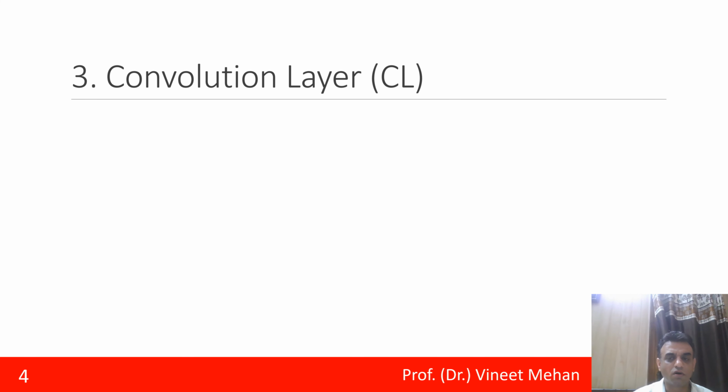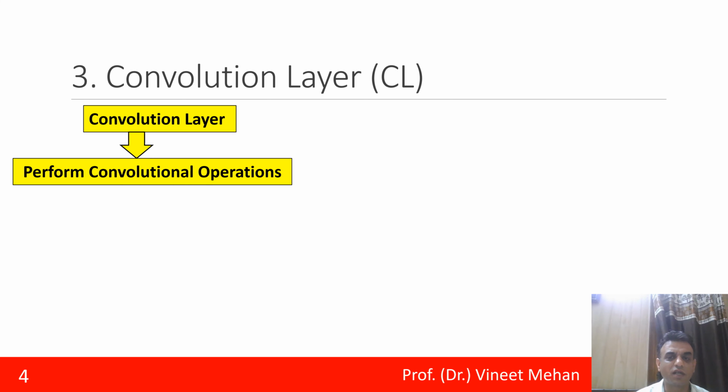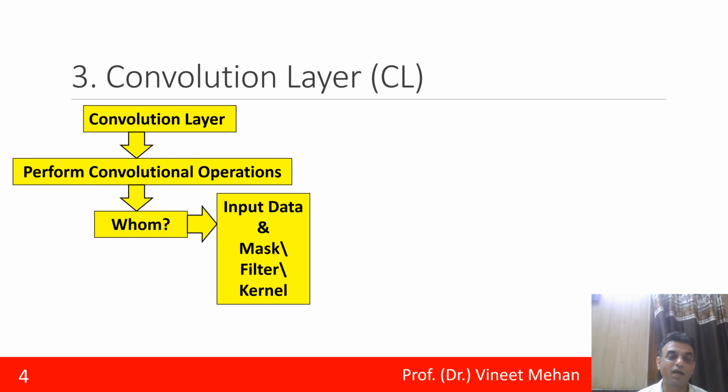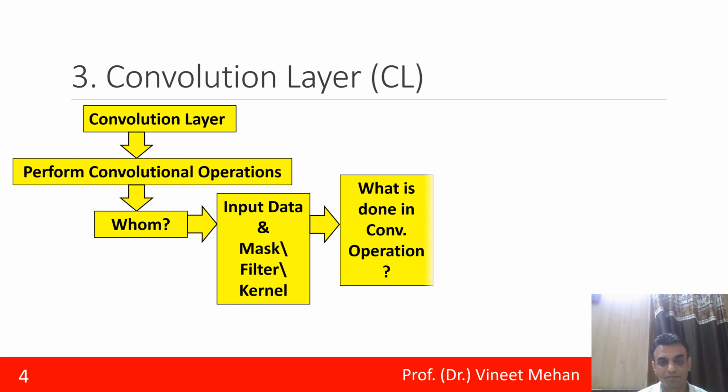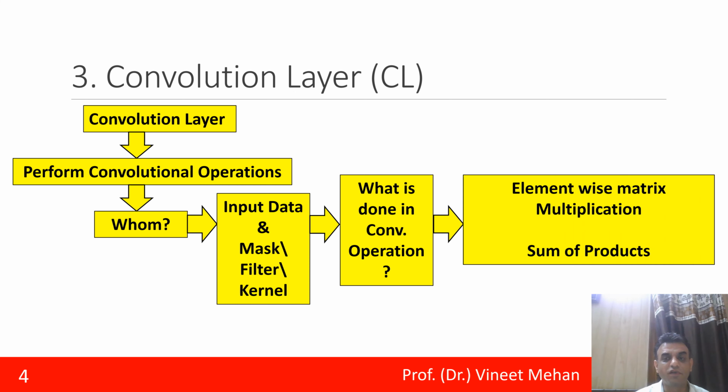Now let us find out what is the role of the convolution layer. The convolution layer performs operations, and these operations are called convolutional operations. Now between what are these convolution operations performed? These are performed between input data and a mask, also called a filter or kernel. Input data is in the form of images, so that is in the form of pixels. Now what is done in these convolution operations? First of all, we do matrix-wise multiplication, and then we take the sum of products.